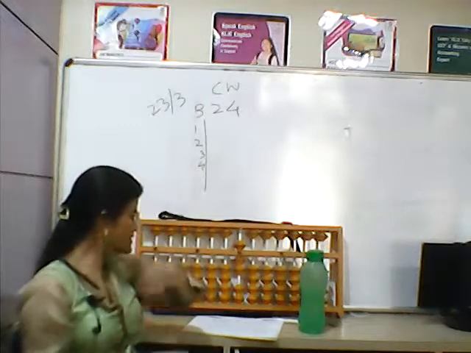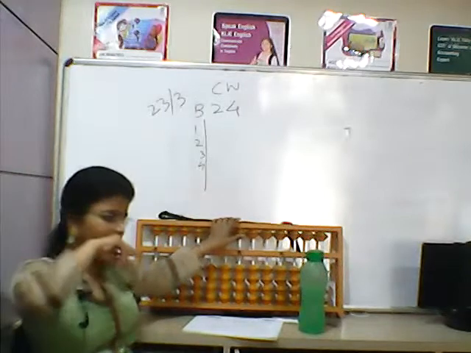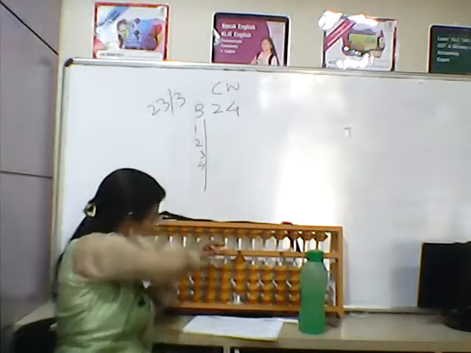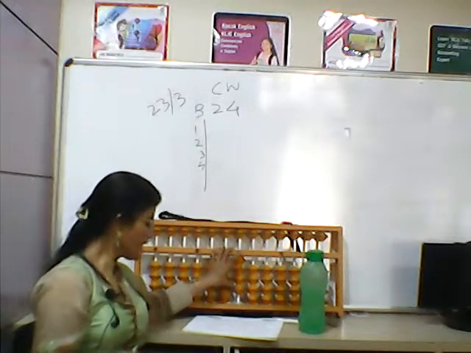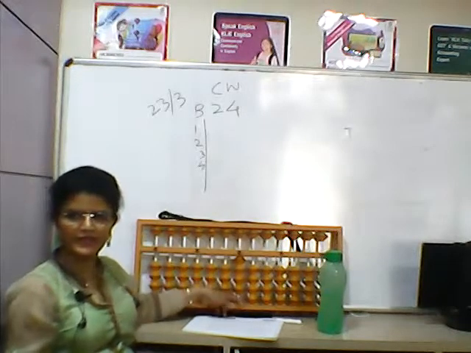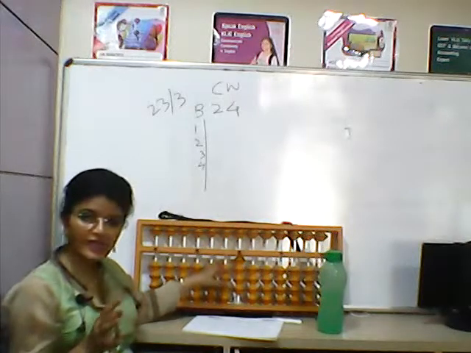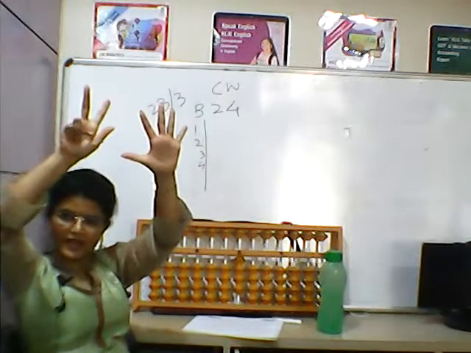Sum number 6. Charge them. 4. Right thumb, 4 beads up. 8. Can we do 8 directly? No. Can we do 10? Yes. So take the help of big friend 10.